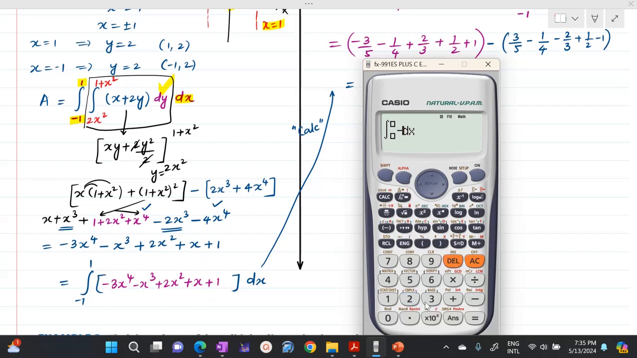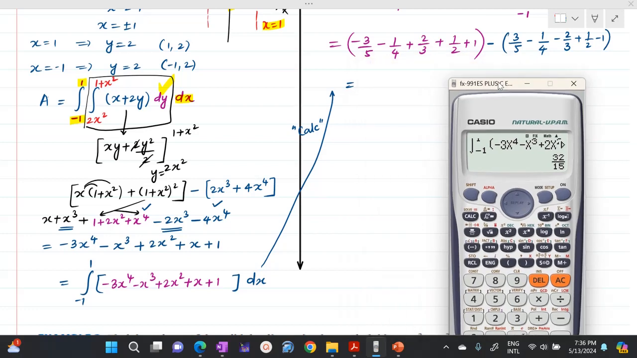So minus 3x to the power 4, and then we have to open the bracket, and the limit will be minus 1 to plus 1, and I enter the function. What is the function? Minus 3x to the power 4, minus x to the power 3, then plus 2x to the power 2, and plus x plus 1, and close the bracket, and check the function is correct, and then just press equal. So the answer you can get directly is 32 over 15.